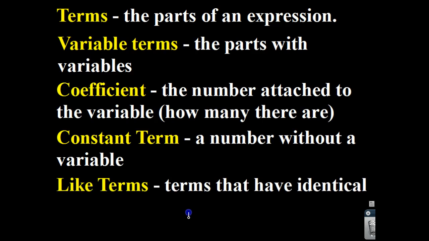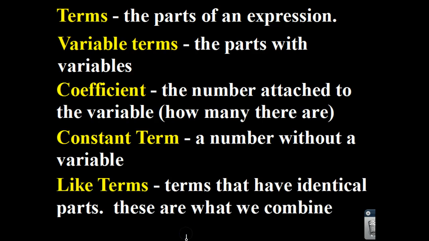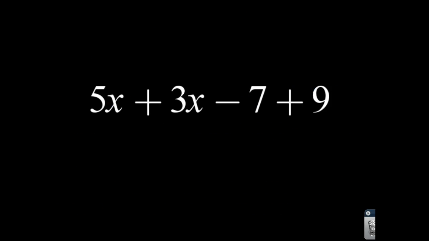And then we have this idea called like terms, and these are terms that have identical parts. These are the things that we're going to combine. They're the things that, like the name says, are alike. Well, you'll see. So let's take a look at this. It's a lot easier, I think, if we take all of these different parts and apply them. All right, so here is a variable expression.